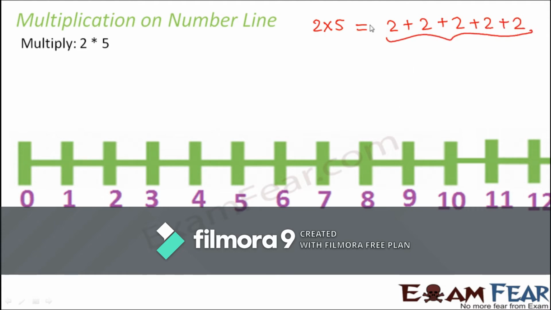Now writing this is tedious and complicated. So to write it in a simpler way, we write it like this. Let's see if we write 10 into 2. That basically means 10 plus 10. That means we are adding 10 2 times. Now when I say 2 into 5, that means we are adding 2 5 times. So that is the meaning of it.